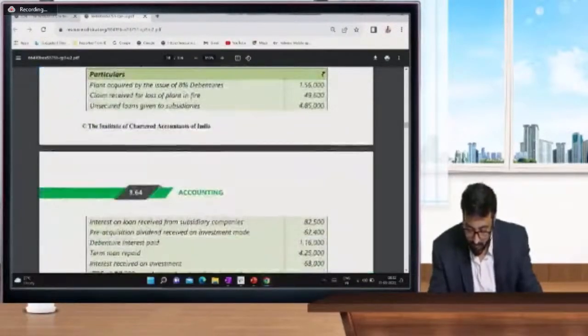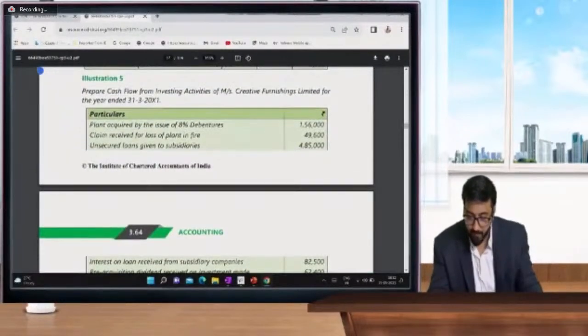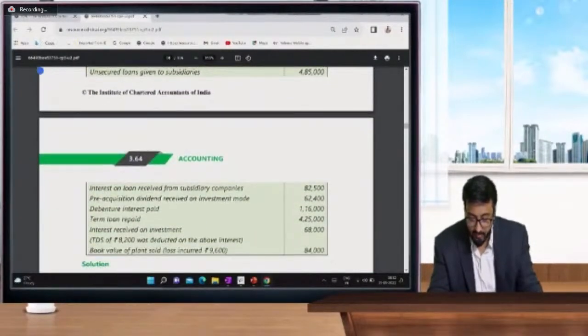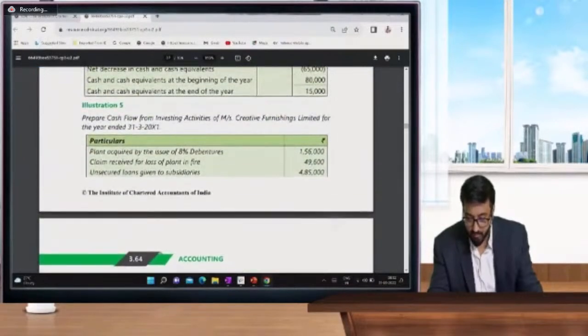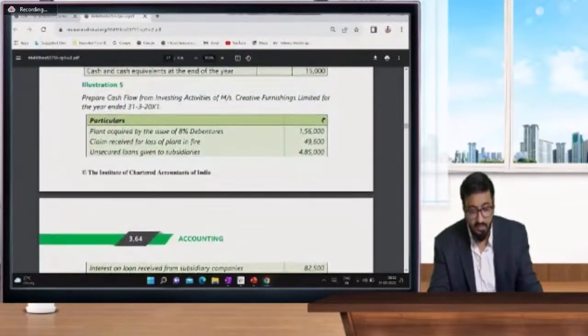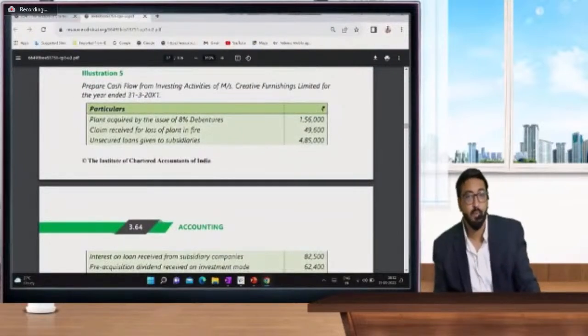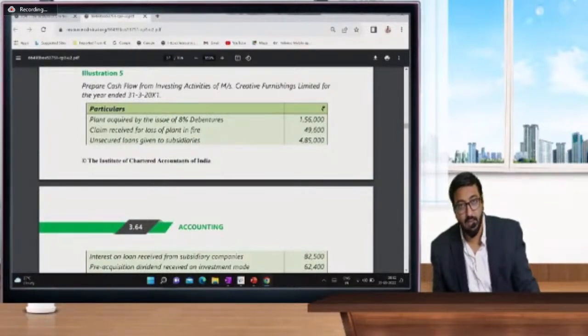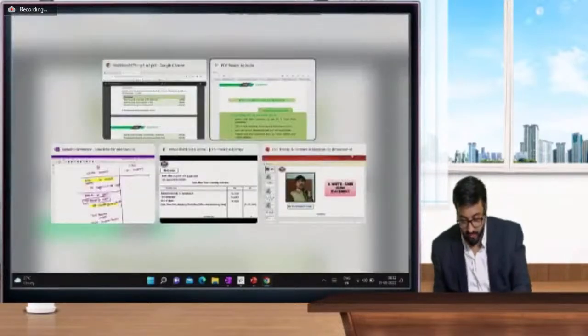कहाँ पे मिलेगा? हाँ, हाँ, see page 3.63 illustration 5, where you will get this illustration. Page, not in unit 4, chapter 4. In chapter 3 you will get illustration number 5. प्लांट एक्वायर्ड, यस बेटा जल्दी से रिवीजन करो. प्लांट एक्वायर्ड आएगा या नहीं आएगा? नहीं आएगा. क्लेम रिसीव्ड फॉर लॉस, हाँ ये रहेगा.